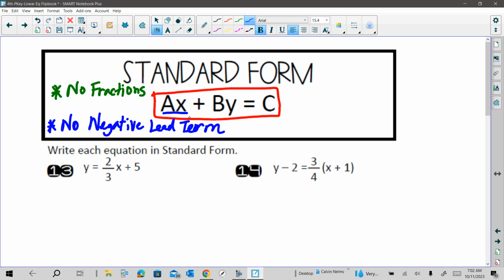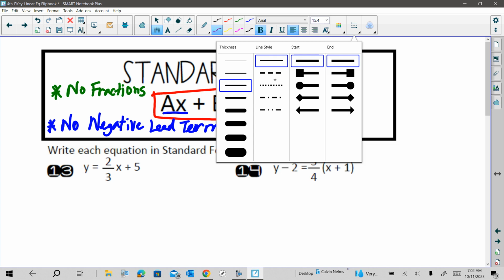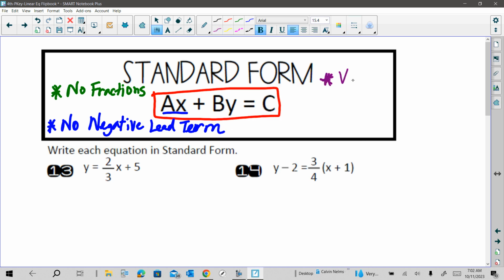And then the other thing, to summarize what standard form is, is that your variables are on the left side of the equal sign and constants on the right. So variables on the left side, and constants, which is your numbers, on the right side. I'm just going to do RT for right. Okay, so we're going to do some examples of that with 13 and 14.